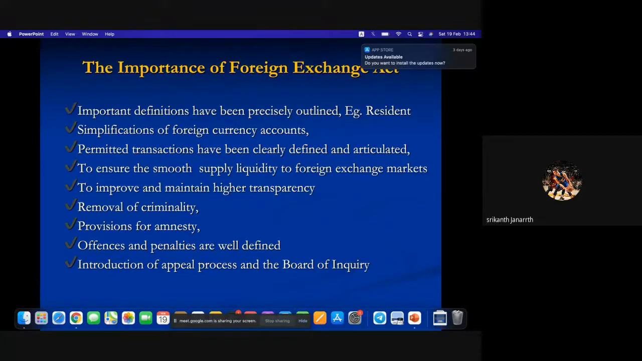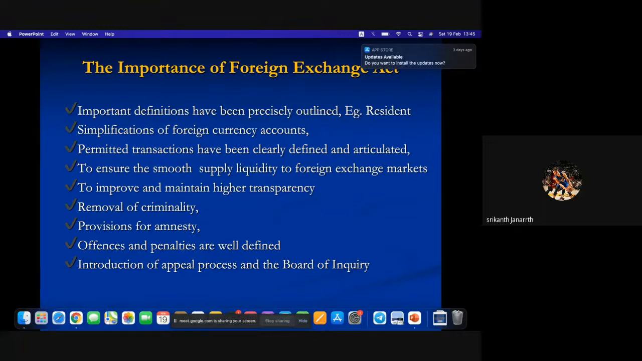Higher transparency, yes. Removal of criminality, yes. Under the exchange control, when you have a control, you can't violate it. If you violate the control, it is a kind of criminal offense. But under the Foreign Exchange Act, it will be a penalty imposed by the central bank, or by the regulator, for whatever offenses are committed by any individual or authorized dealer bank. If you are an aggrieved person, an affected party, you still have the option to appeal, and there will be a board of inquiry nominated as per the act. They will give a resolution. So that feasibility is there under the new act. These are some of the key, important factors in the new act. There is also a provision of amnesty. Amnesty is also there.